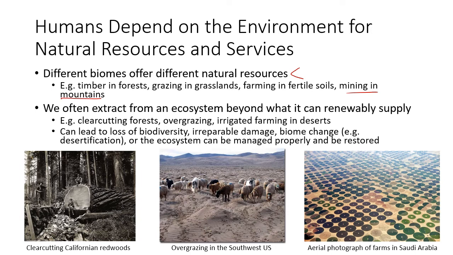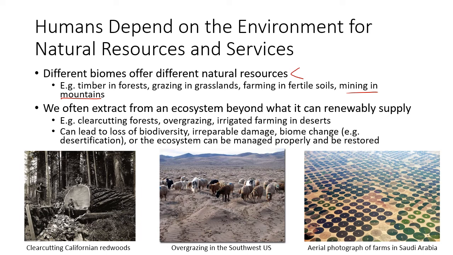Different biomes are going to offer different natural resources, and one of the problems with human use of those resources is that we often extract more than the system can support. It becomes unsustainable, and we can literally change biomes. Maybe the clear cutting of one forest type leads to the invasion of another forest type. Maybe the overgrazing of sheep, in this case in the southwest United States, can lead to desertification. So taking maybe something that was a xeric scrubland into a true desert, or maybe taking something that was a forest, even making it a desert.